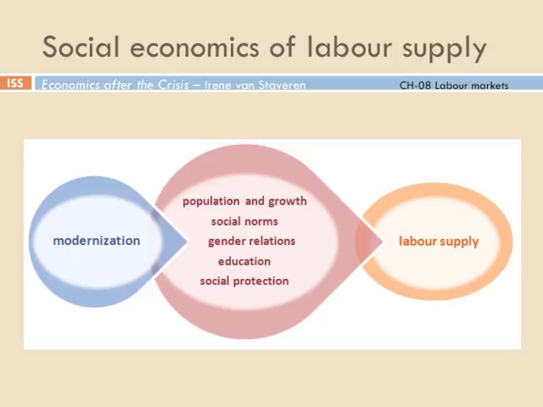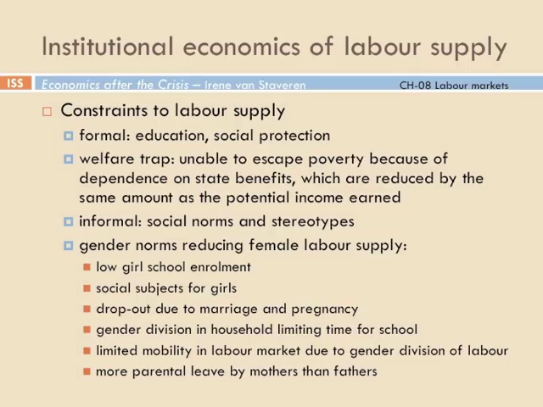The actual size of the labor supply is determined by many social factors. In institutional economics, we recognize that there are many constraints to labor supply. In particular, social norms, for example, gender norms. They reduce the supply of women to the labor market.